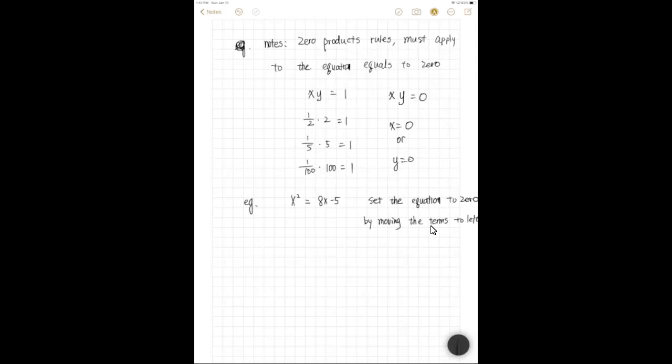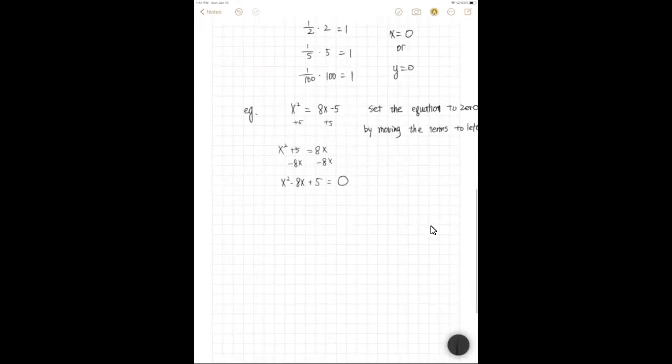So what we can do is add 5 on both sides. So we will have x squared plus 5 equals 8x. And then we subtract 8x on both sides. We have x squared minus 8x plus 5 equals 8x minus 8x, which is 0. Now the equation is equal to 0. That means we can apply the zero product rule. So the first step is we need to factor this part.